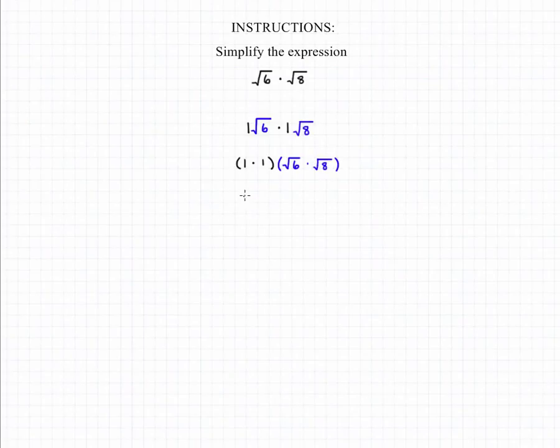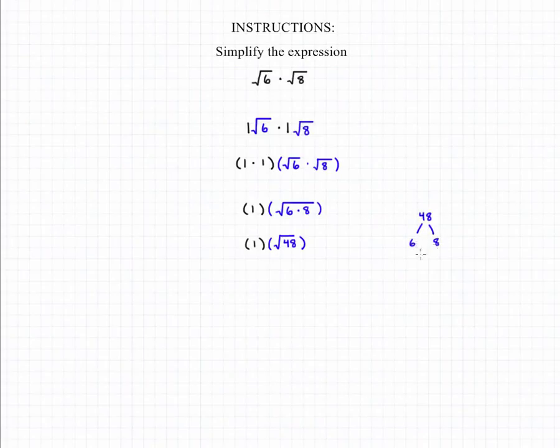That's going to leave us with 1 multiplied by the square root of 6 times 8, which is the same thing as 1 times the square root of 48. Now we can see if we can simplify that radical by finding the prime factors of 48.